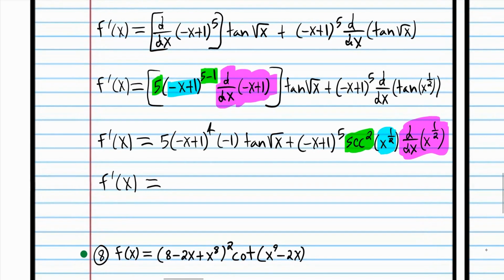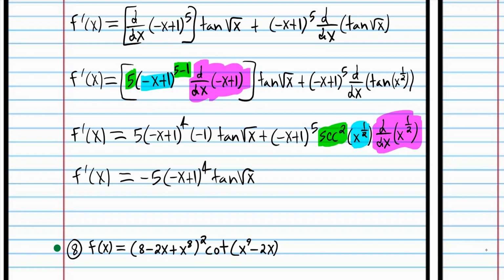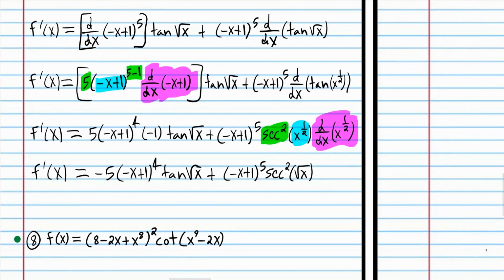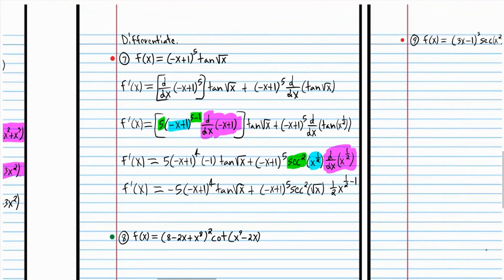Okay, so -5 times -x plus 1 to the 4th times tangent root x, plus -x plus 1 to the 5th power times secant squared of, and I'm just going to change that back to root x. And then the derivative of x to the 1/2 power, well, that's just going to be the power rule. And then we have 1/2 minus 1.